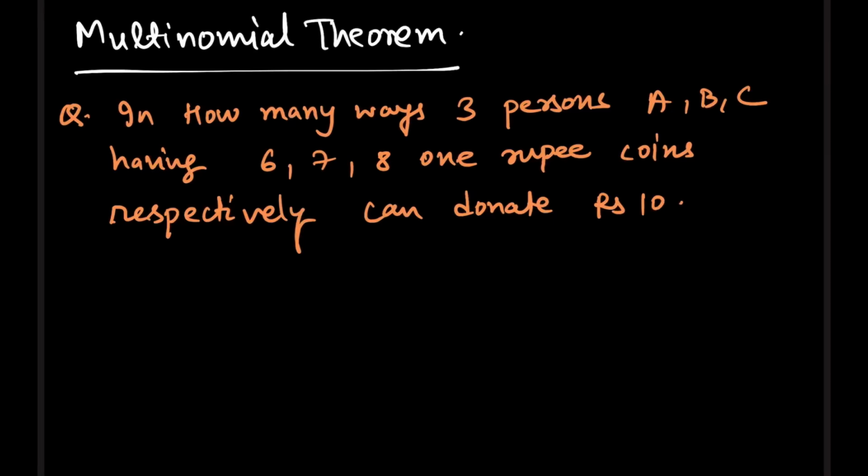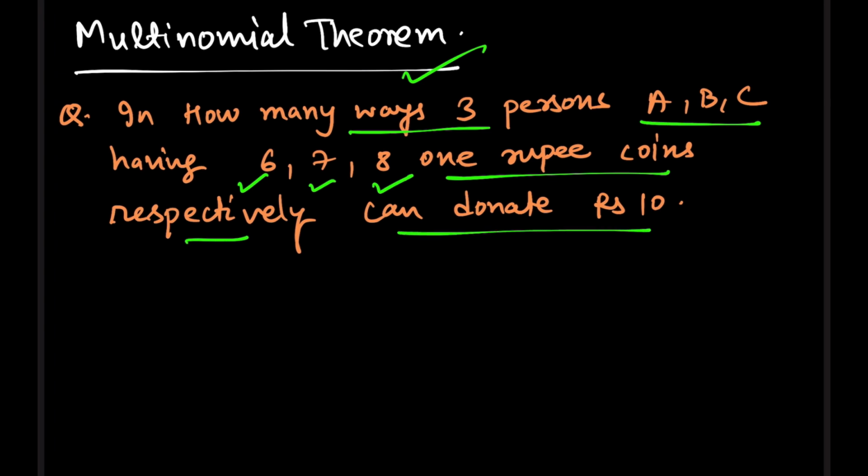So let's see the multinomial theorem. We will understand this theorem with a question. Read the question: in how many ways can three persons A, B and C, having 6, 7 and 8 one-rupee coins respectively, donate 10 rupees?